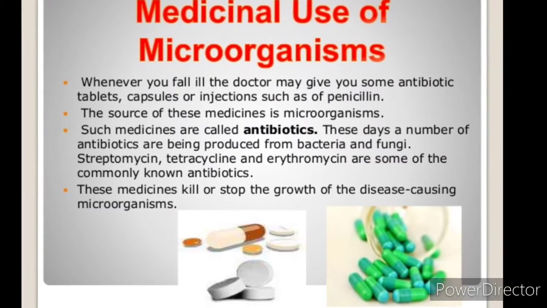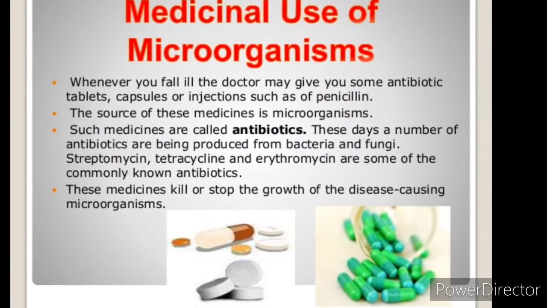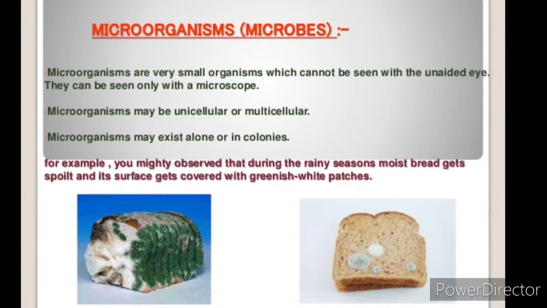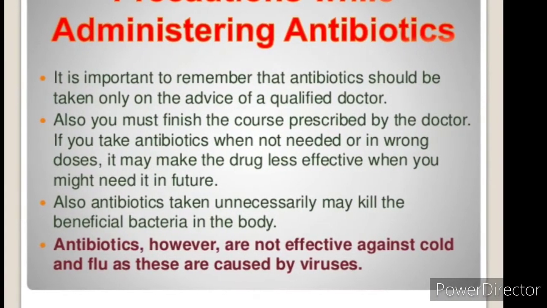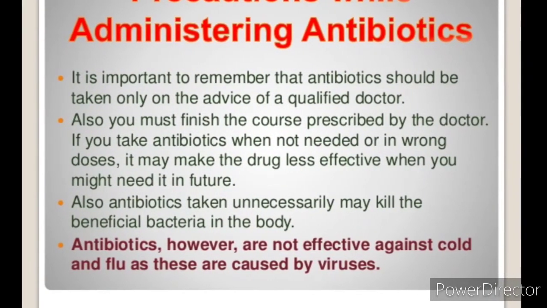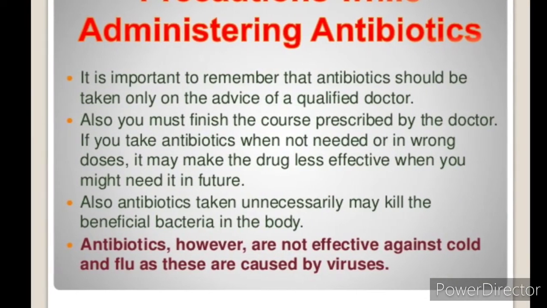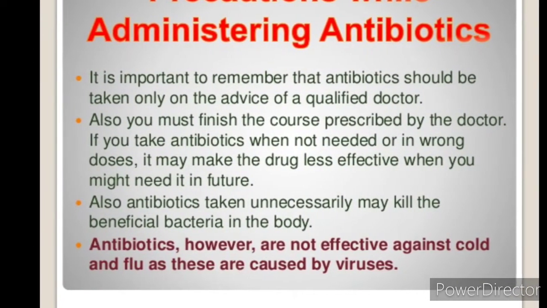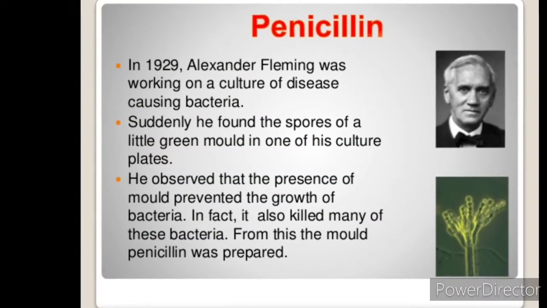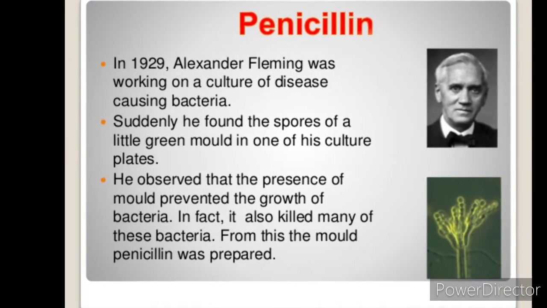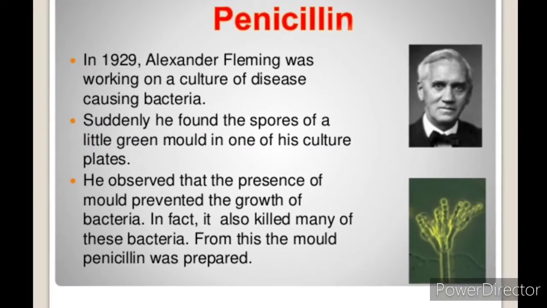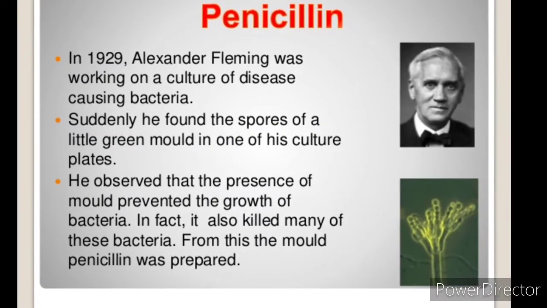From microorganisms, we are able to produce many antibiotics. Penicillin is a natural antibiotic which can be prepared from a microorganism called fungi. Administration of antibiotics: it is important to remember that antibiotics should be taken only on the advice of doctors. Also, you must finish the course. Penicillin: in 1929, Alexander Fleming was working on a culture of disease-causing bacteria. The mould also killed many of these bacteria. From this mould, penicillin was prepared.